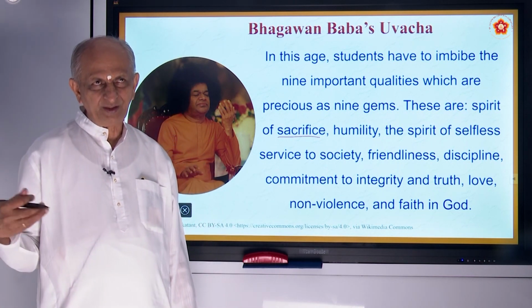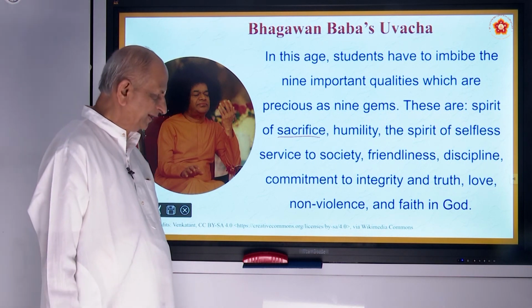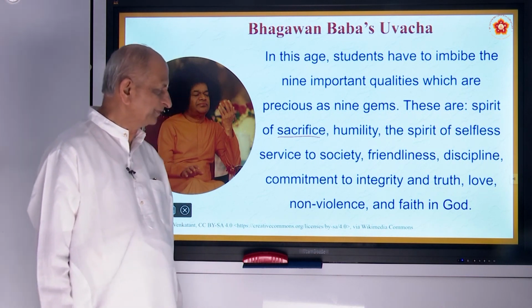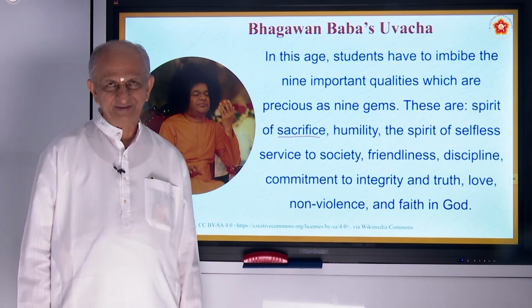Bhagwan bina koi apna nahi, Sainath bina paramatma nahi. That faith in God. These are called the 9 gems. Okay? Try to note them down and practice.